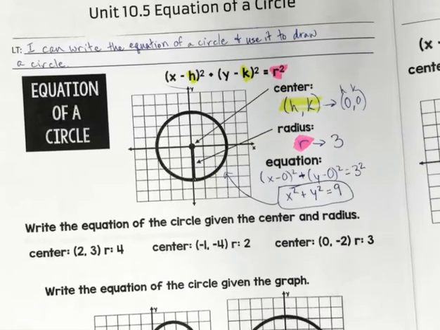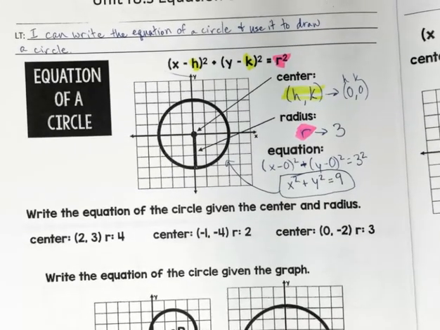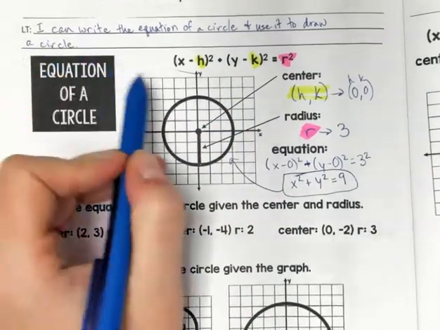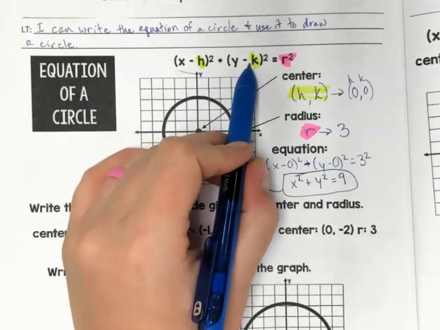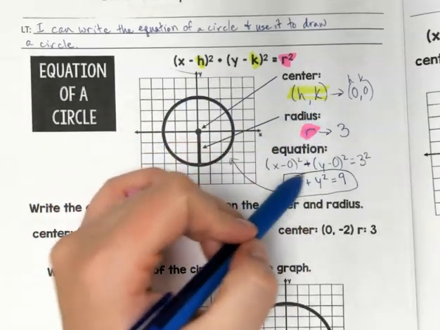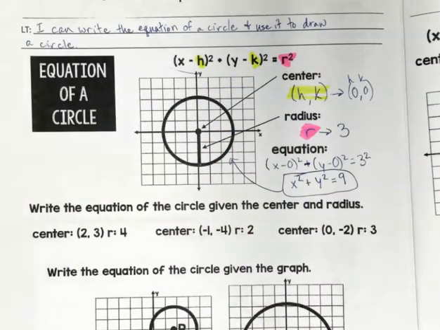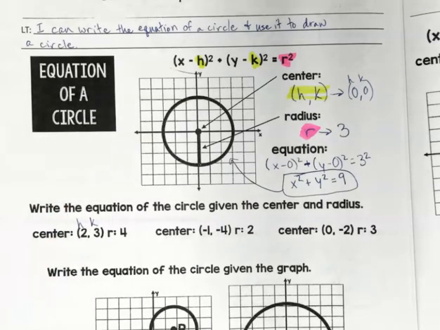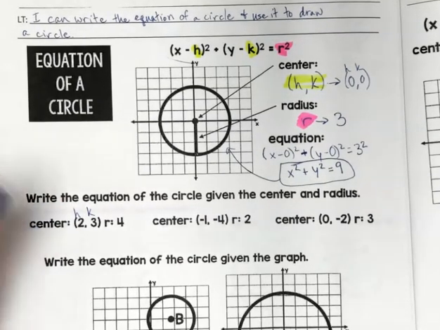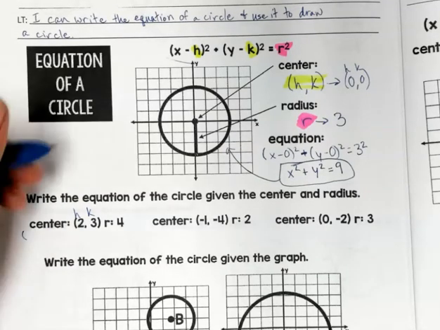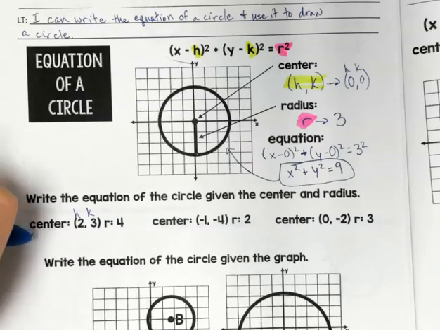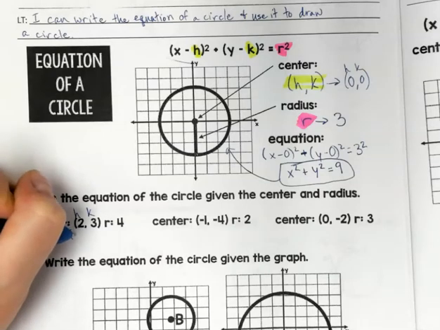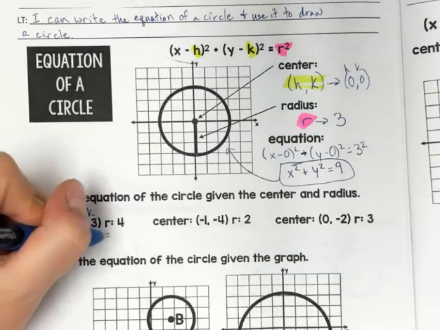So let's get some practice writing some equations, and then we're going to point out probably the biggest mistake I see, which is the fact that these minus signs will change the sign of your center. We didn't see that here because it was a 0, but we will in this next problem. So I'm going to label my H and my K for the center, and I'm going to plug those in. It's going to be x minus whatever my h is, so 2 squared, plus y minus 3 squared equals 4 squared.